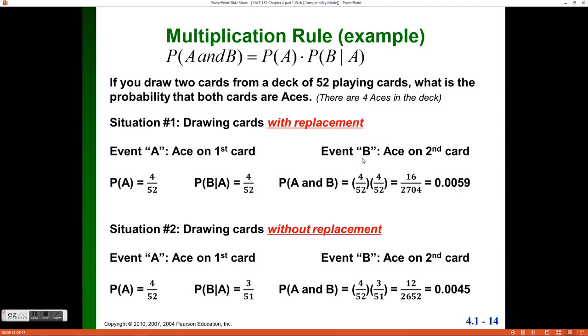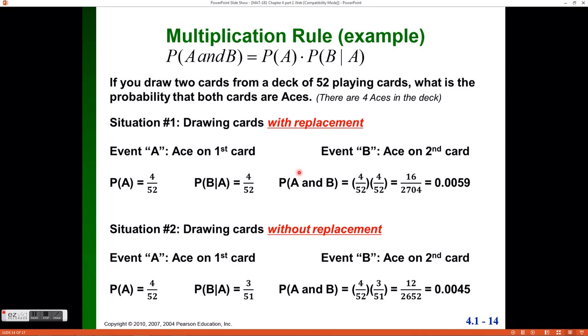If I think about event B, an ace on the second card, what I really need to consider is the probability of event B given that event A did occur. But in this example, it actually has no effect on the probability. What happened on the first pull is not going to affect what happened on the second pull because I'm putting the card back. So if I put the first ace back, I will still then have 4 aces in the deck out of 52 total cards. So the probability I draw an ace on the second card is the same. It's 4 out of 52.